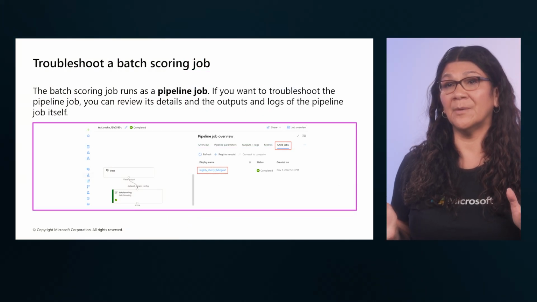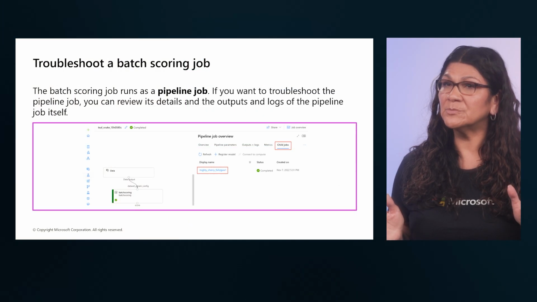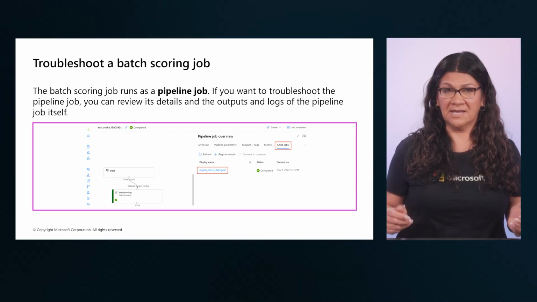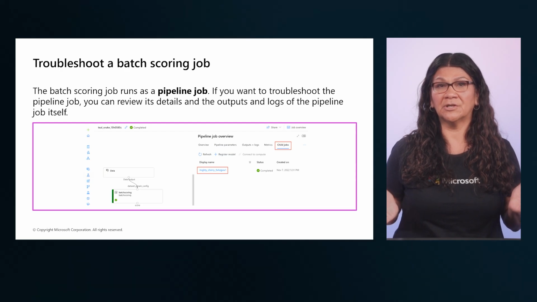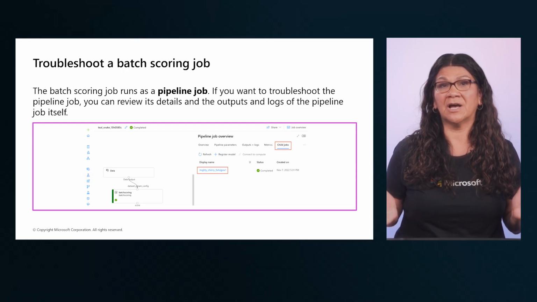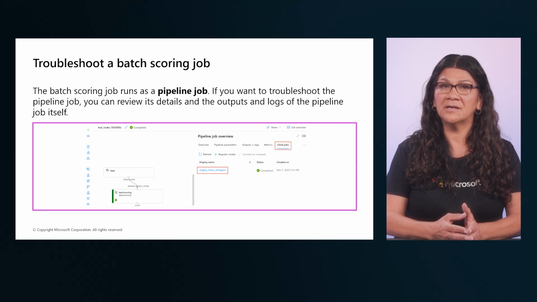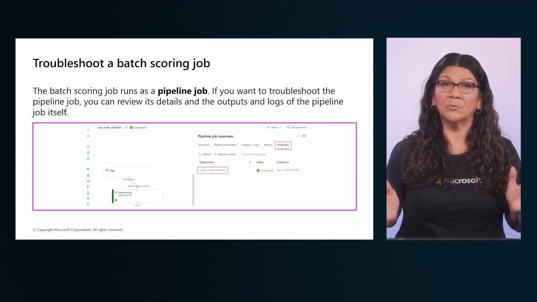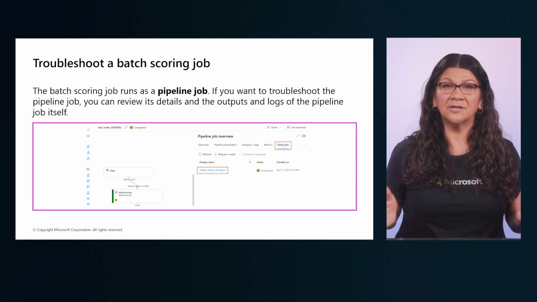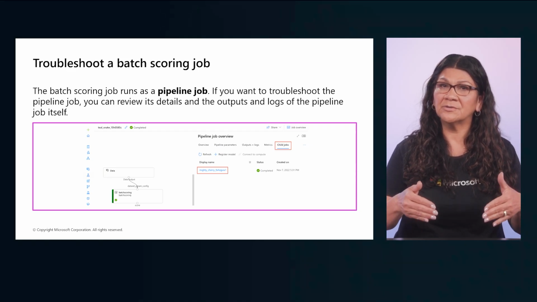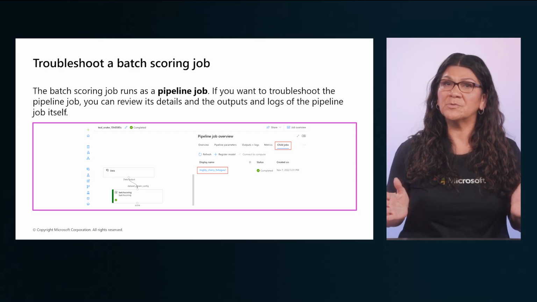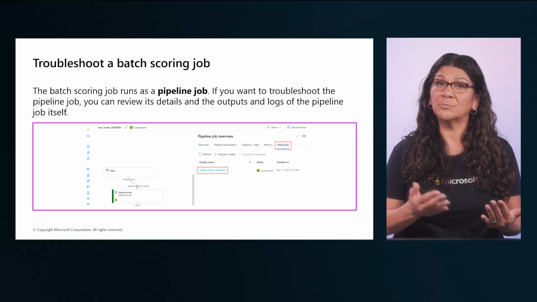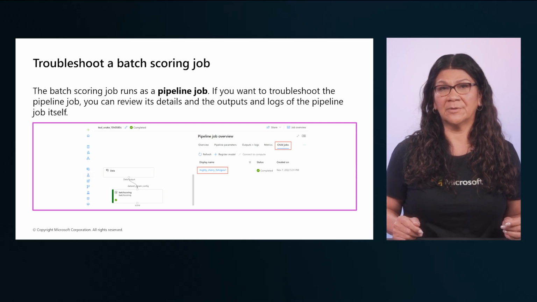When you invoke a batch endpoint, Azure Machine Learning actually runs a pipeline job behind the scenes. In Azure Machine Learning Studio, you can open the batch endpoint's Jobs tab to see each run and its status. If a job fails or behaves unexpectedly, you can drill down into the child job, which represents the batch scoring step, and inspect its output plus logs to diagnose the problem.